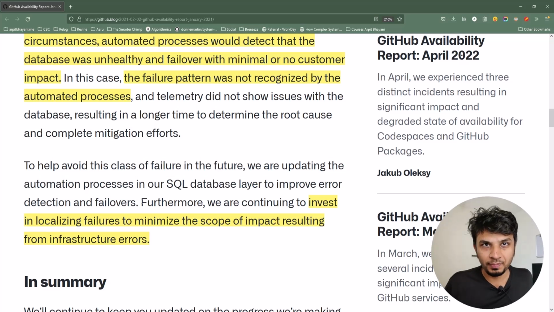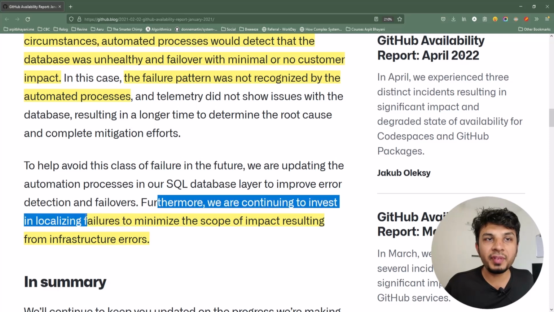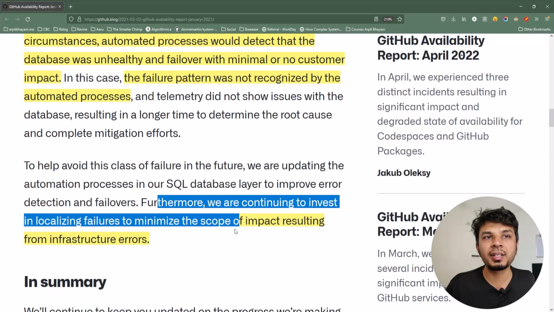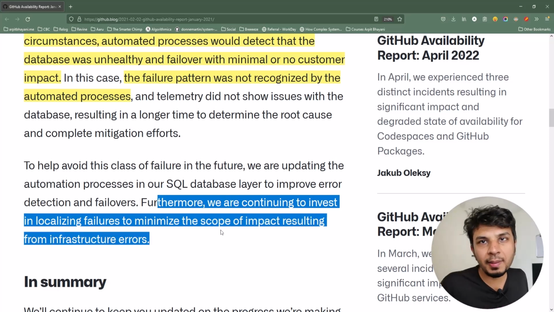Okay. Furthermore, we are continuing, and this is a very important point, to invest in localizing failures to minimize the scope of impact resulting from infrastructure errors. This is an important point.